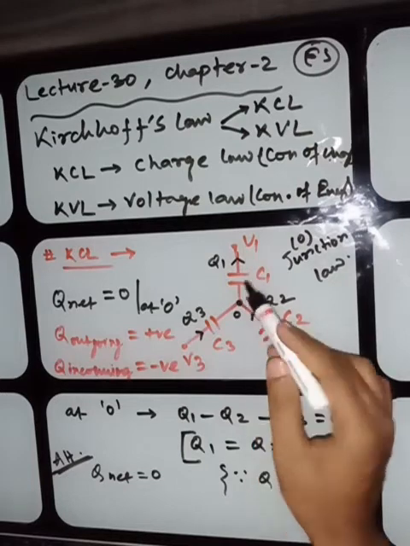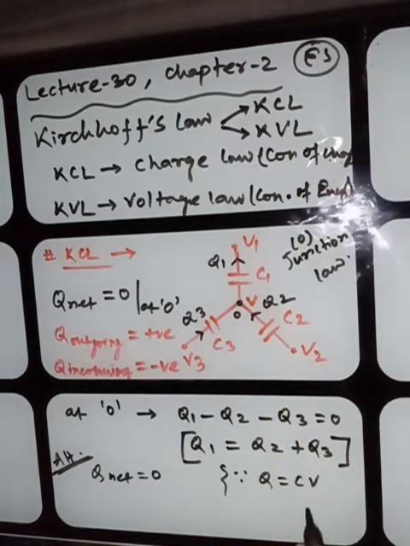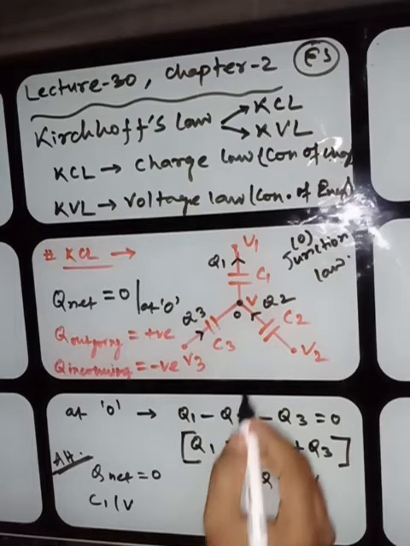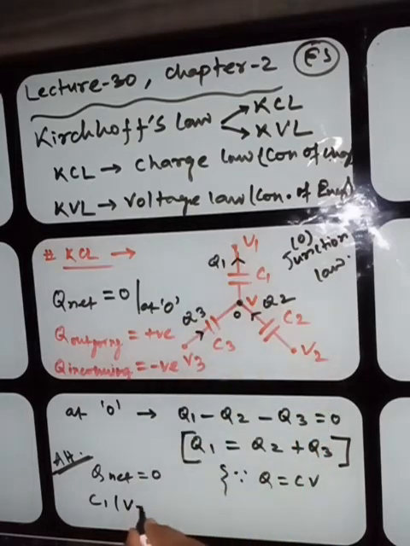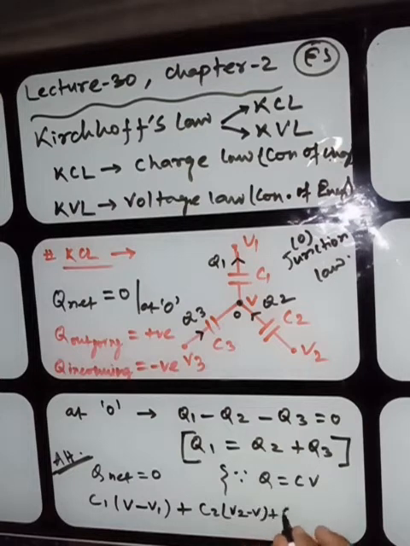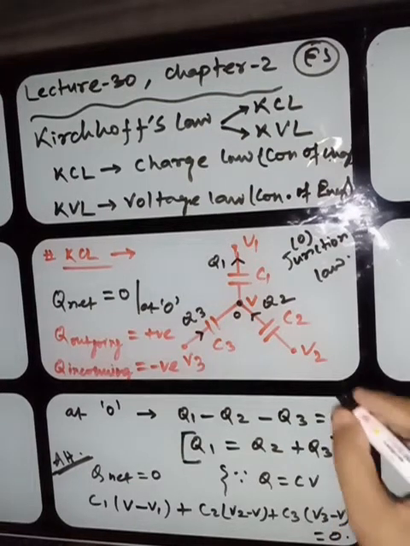So what will be the charge over here? Q1 can be written as C into V, and what is C? It is C1. So C1 and V, that is the potential difference. Potential V is greater because charge is going from here. So V minus V1, plus for this capacitor you can write C2, high potential V2, so V2 minus V, plus C3 into V3 minus V, equals how much? 0.